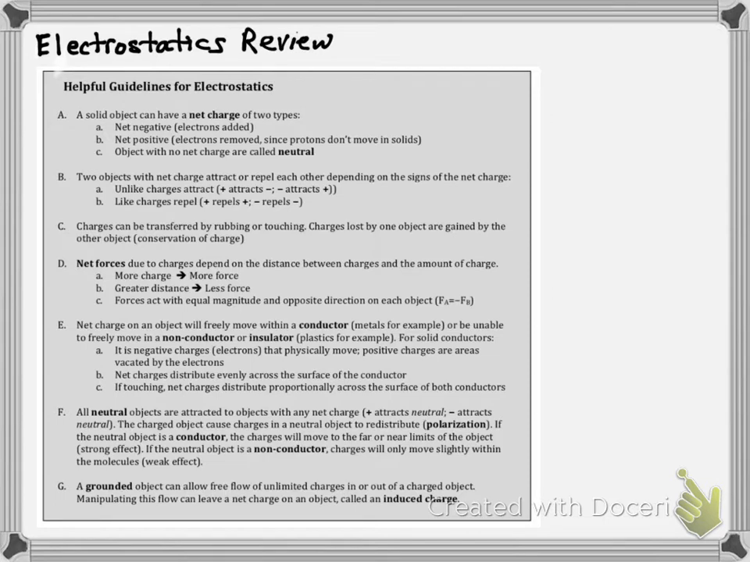If they're in contact, net charges would distribute proportionally across the surface of both conductors. So if I have a conductor touching a conductor, any extra charges would just spread evenly across both of them. Neutral objects are attracted to objects with net charge. A positive would attract a neutral, but so would a negative.